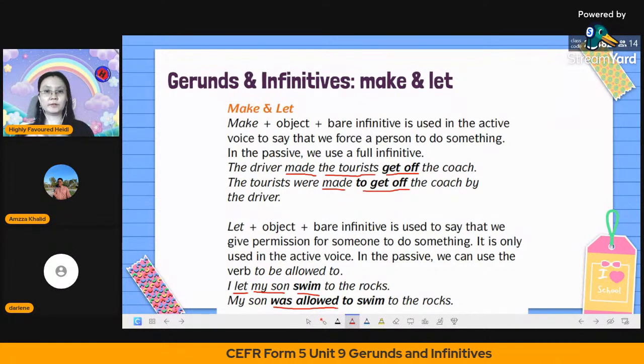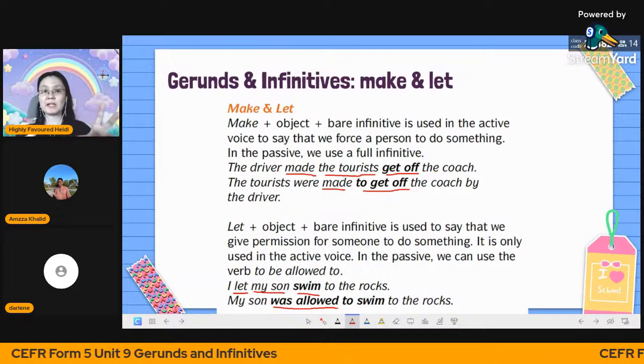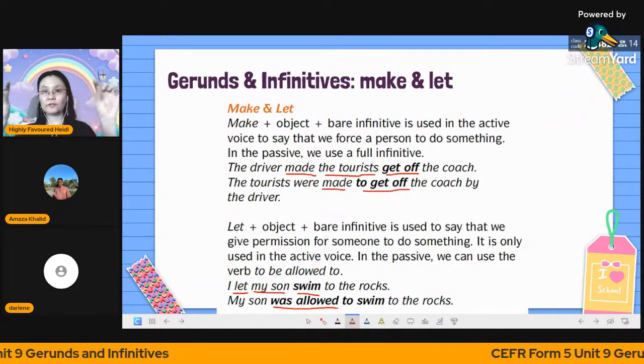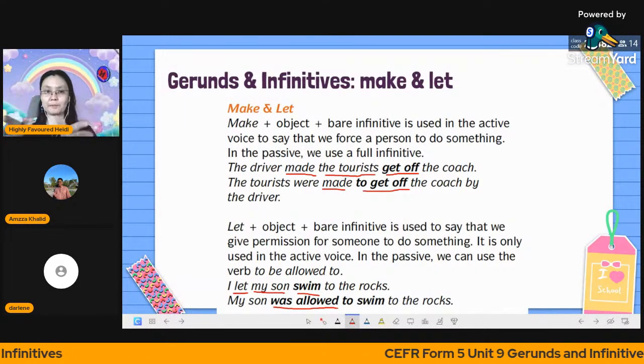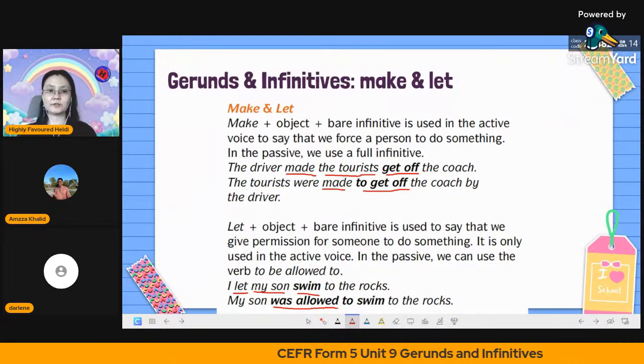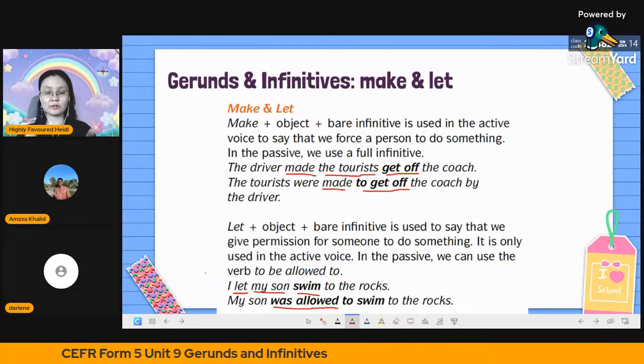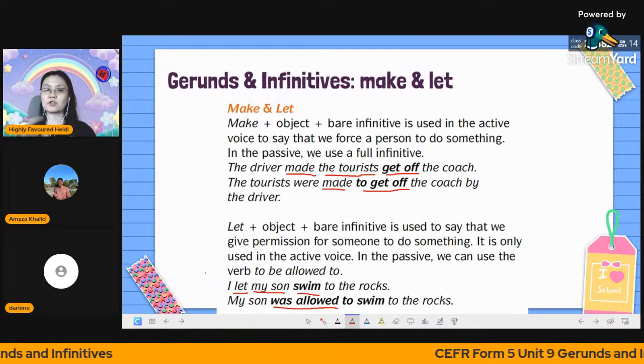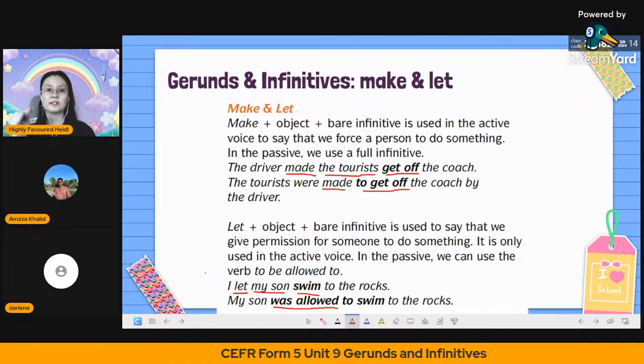Okay, so this one specifically they only focus on make and let, and then they have the formula for you: make plus object plus bare infinitive. Like, the driver made who? The object will be the tourist. What is the bare infinitive? You don't use "to get", but straight away "get off". The driver made the tourist get off.